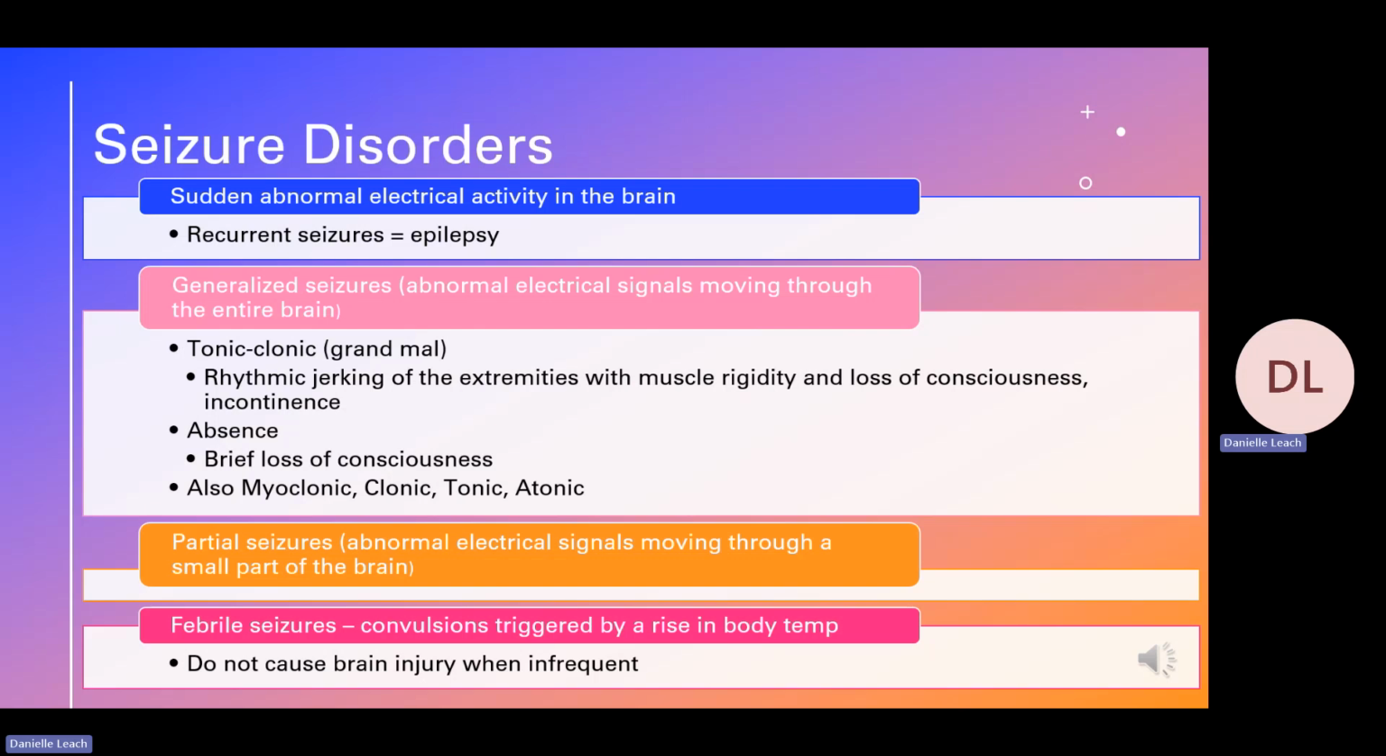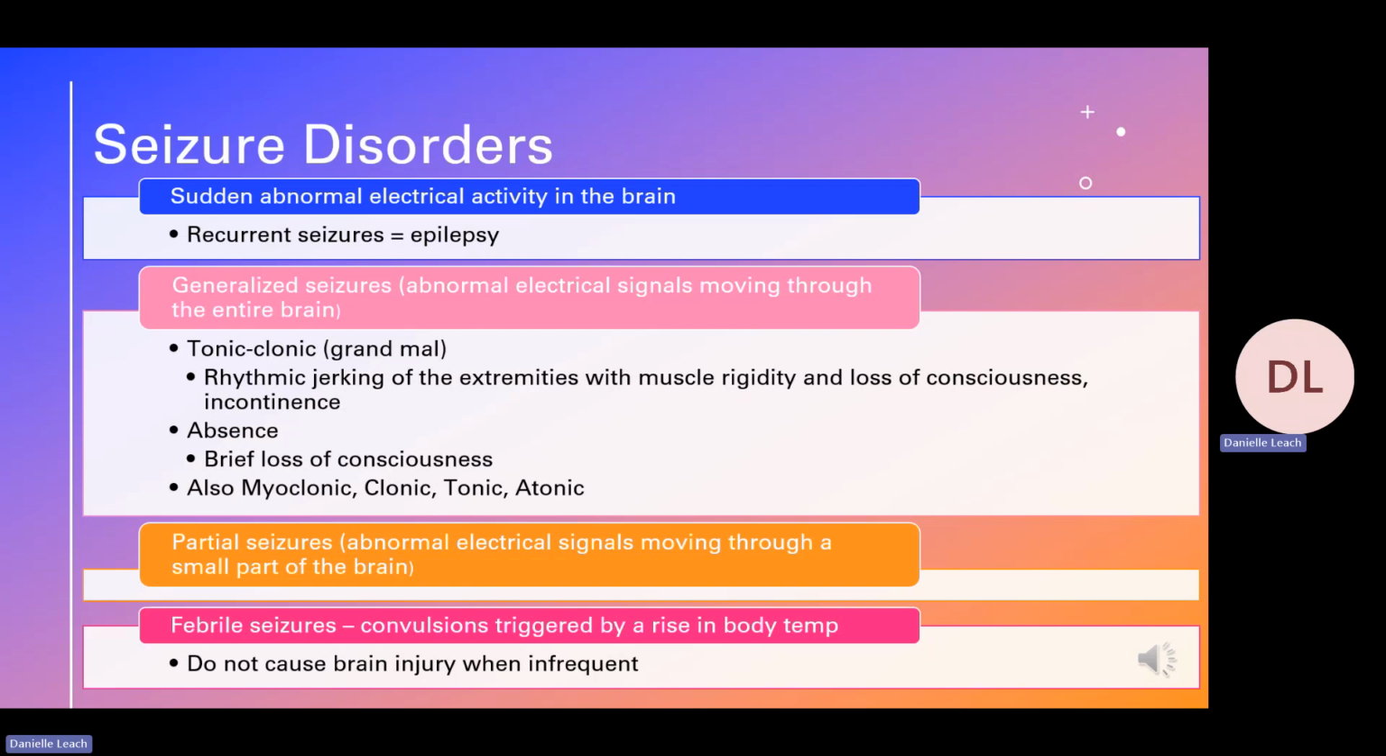We can classify seizures into different categories. So first off, we have generalized seizures. Generalized seizures are seizures in which both of the hemispheres of the brain are involved. So the abnormal electrical signal moves throughout the entire brain and not just part of it.